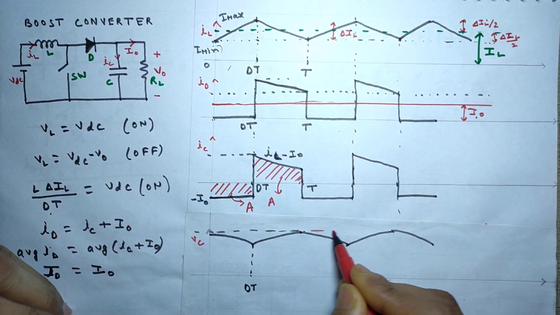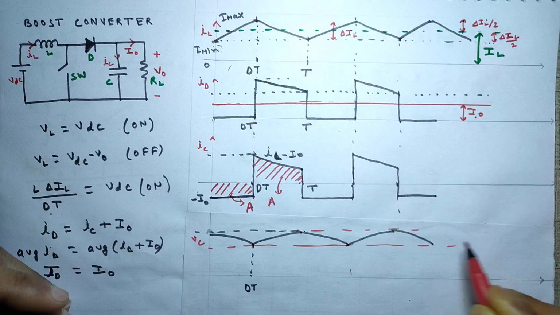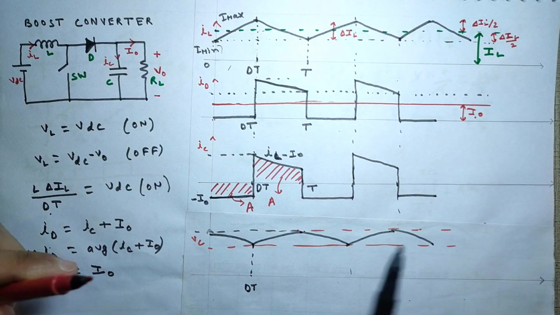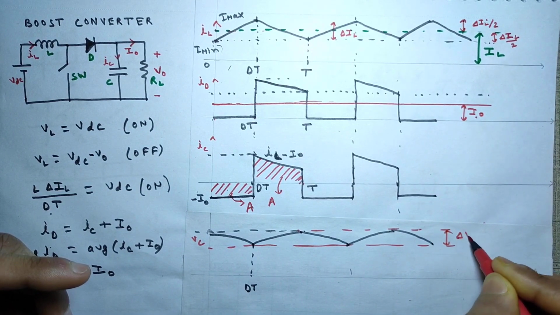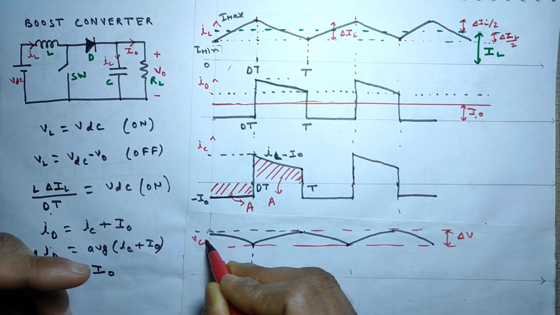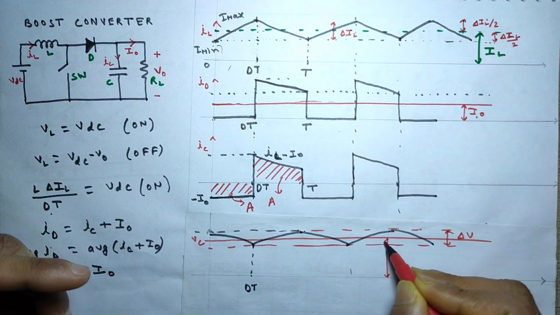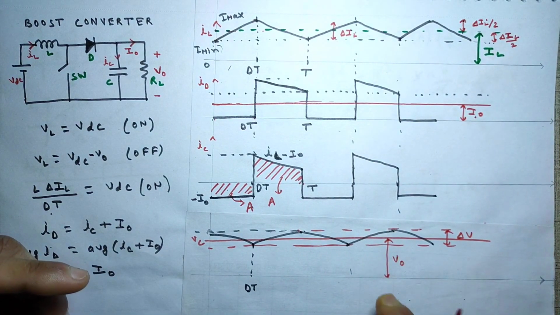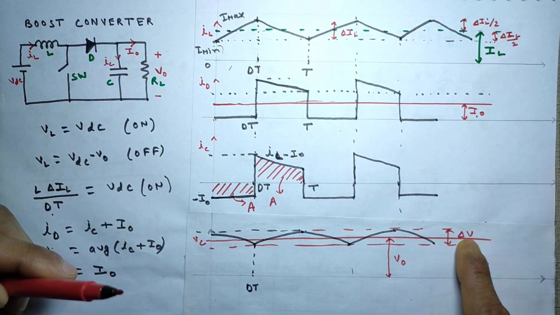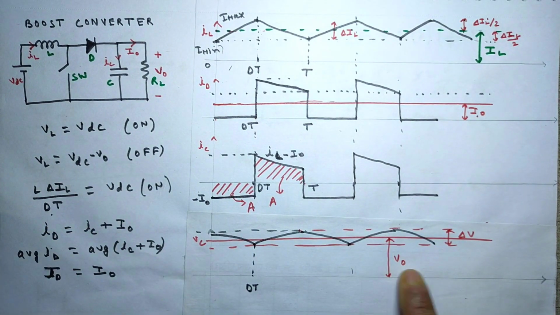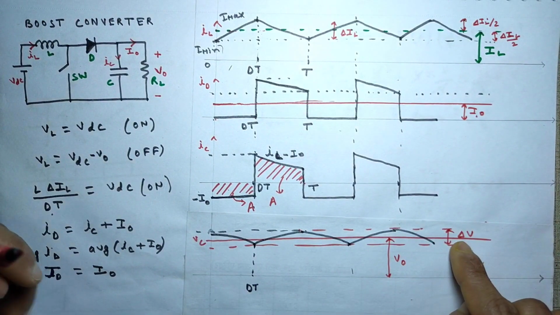Okay friends, so this is nothing but our ripple voltage delta V. Okay, and the line passing through this will be our output voltage V naught. Okay friends, this line will pass through somewhere here, so we will get our output voltage, and this is our ripple in the voltage. Okay friends, how will you get this ripple?